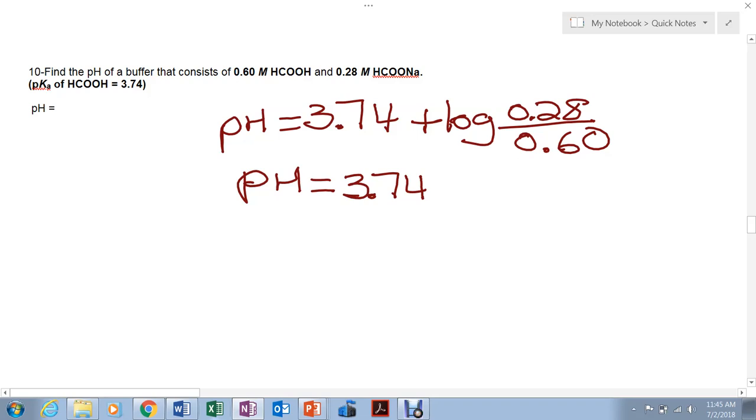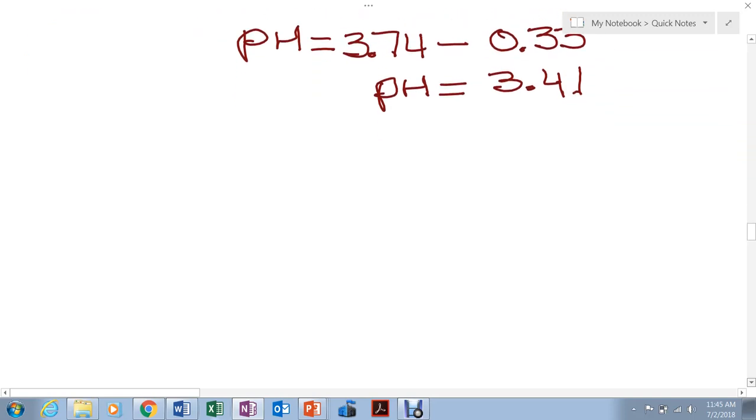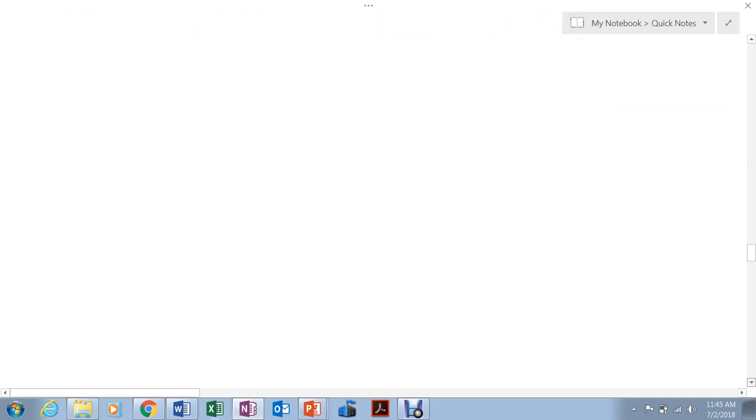So the pH would be equal to 3.74 plus the log of this, which is negative, minus 0.33. The pH would be equal to 3.41. You see, these problems are easy and short. There are going to be a lot of other problems that are a pain.